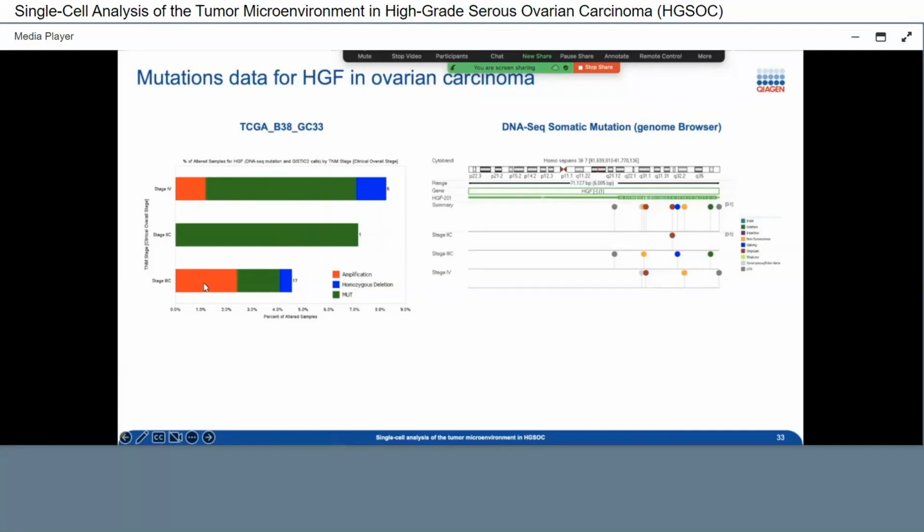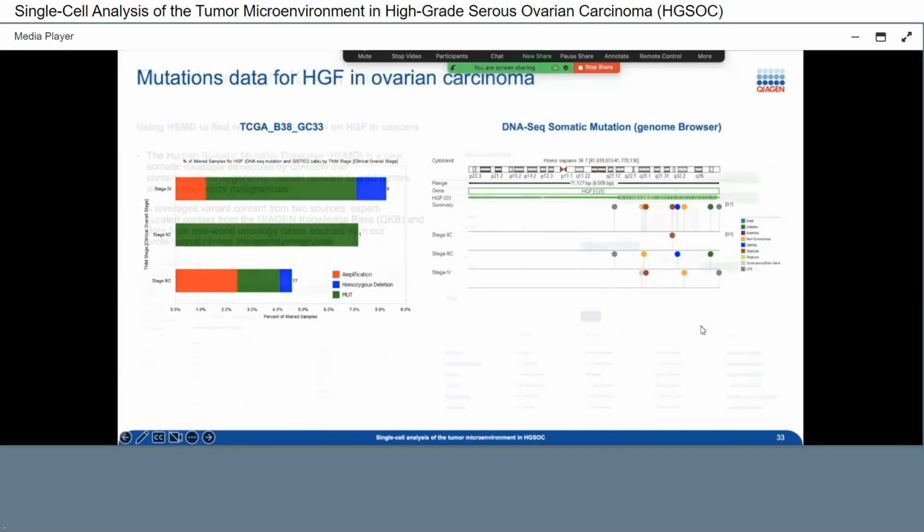As you can tell here, a lot of implication when you're in stage 3. Everything I've shown you so far is stage 3 versus normal. So we have some kind of relationship, which is HGF amplification in ovarian carcinoma here. I can even look using a genome view, the type of DNA-seq mutations of these HGF according to the different stages, and you have a color code for the type of mutation.